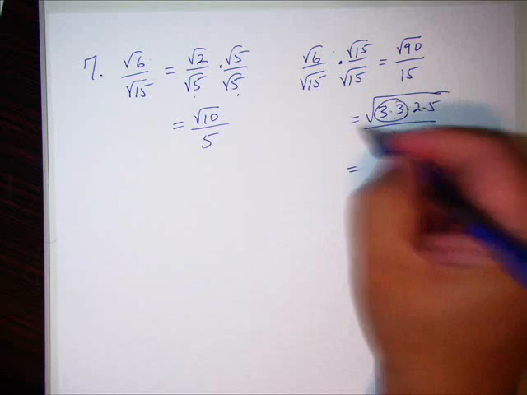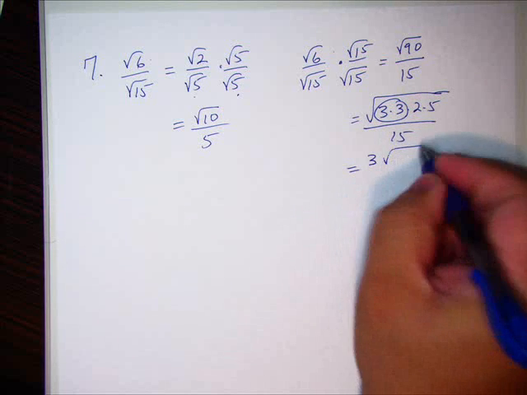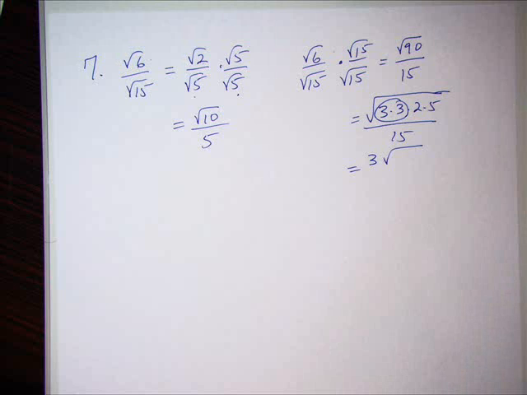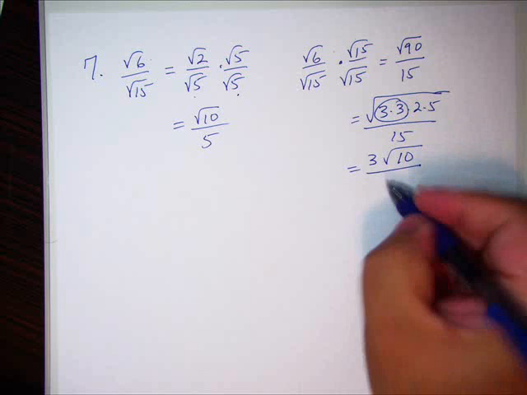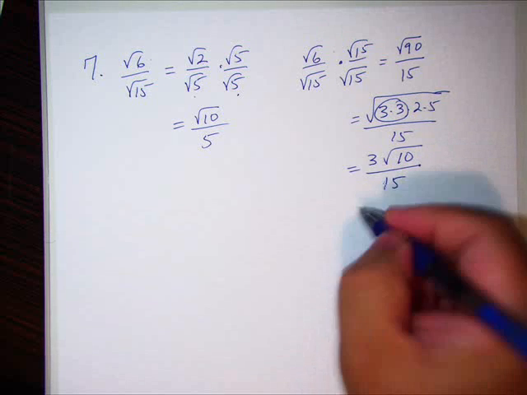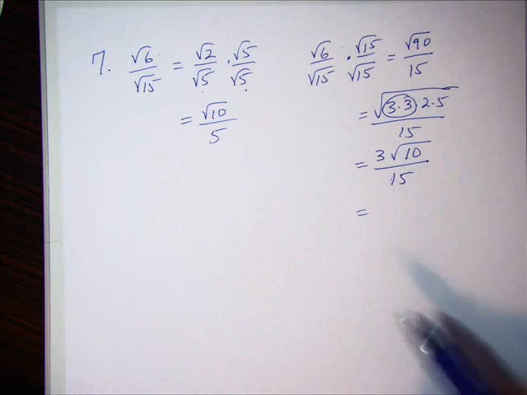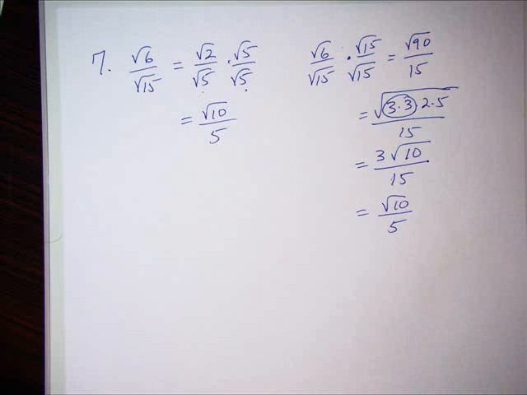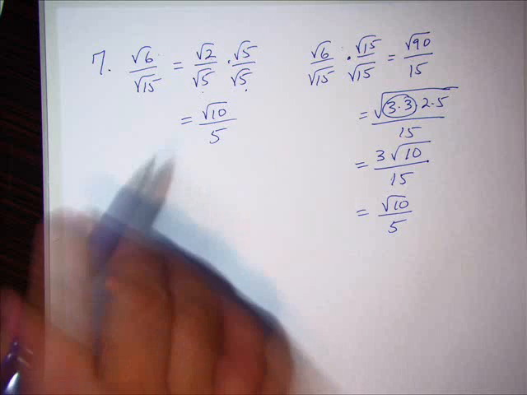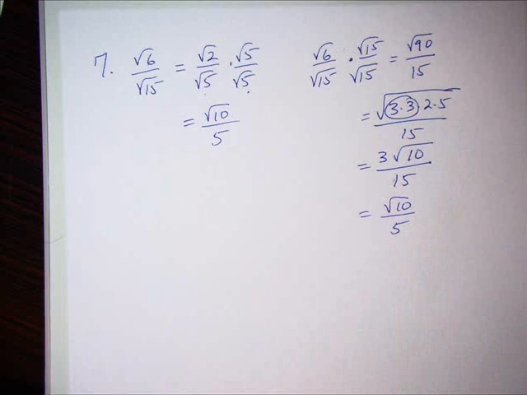So I got a pair of 3's that's going to come out. And 2 and 5, there are no pairs of 2's or 5's, so they stay inside and they get multiplied together. And 15, we don't do anything. And here, we can reduce the 3 into 15, making it square root of 10 over 5. Okay, so we get the same answer, but notice the extra work. So it's better to go ahead and reduce at the beginning rather than wait for the end. Is it okay to wait for the end? Yes. Alright, but you see the difference in work.